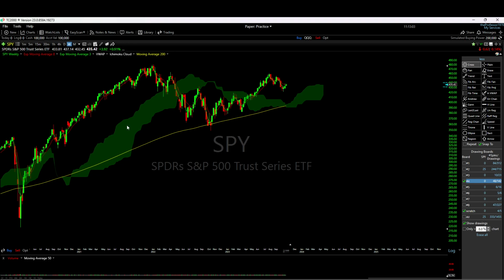The cloud right here is basically the Ichimoku cloud. I get rid of all the leading indicators, the lines. I don't need that. I'm only interested in the actual cloud. What that's basically made of is a bunch of moving averages, and you can look it up online, that project a cloud based upon price and try to project price in the future. So it's basically a bunch of moving averages that project price into the future.